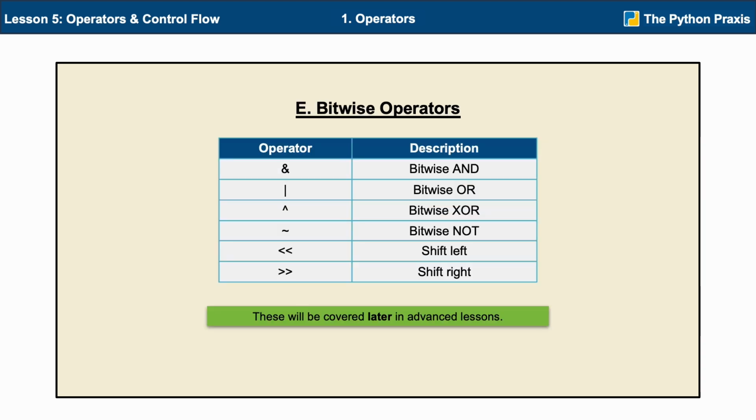Bitwise operators are special. They let us work at the binary level with the zeros and ones inside the computer. We have AND, we have OR, we have XOR, and we have NOT. We also have shift left and shift right. These operators are mostly used in low-level programming or hardware control. For now, just know they exist. We'll cover them in detail in later lessons.